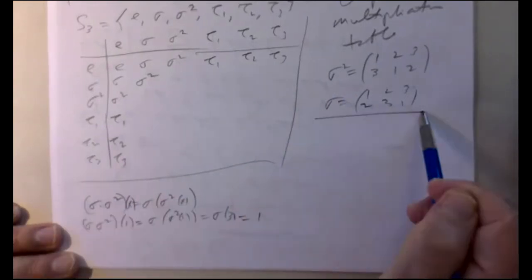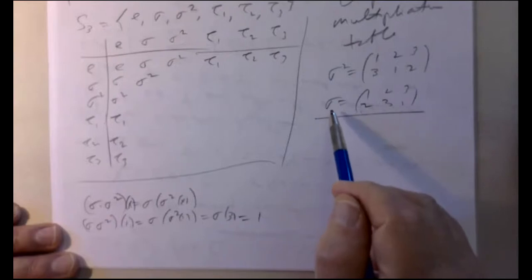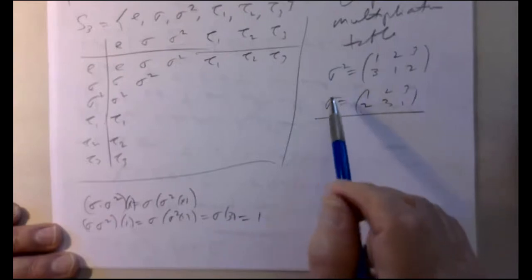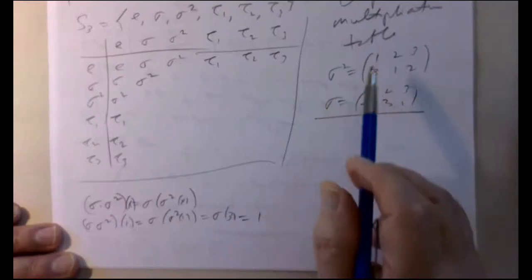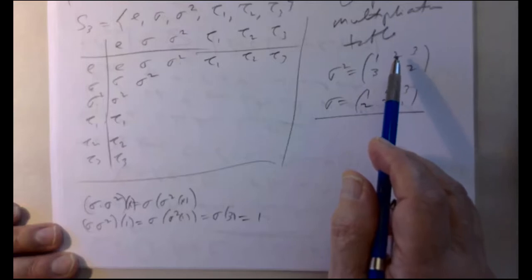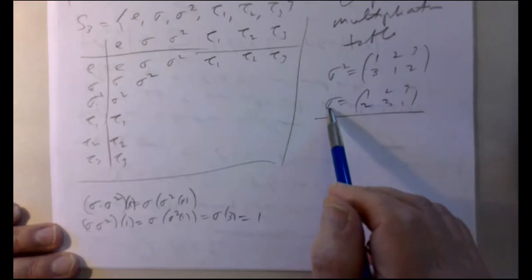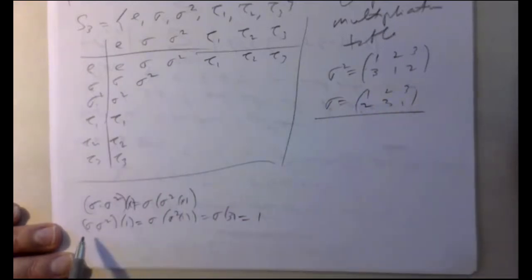Okay, so this is the permutation sigma. 1 goes to 2, 2 goes to 3, 3 goes to 1. I already calculated sigma squared when you compose sigma with itself. 1 goes to 3, 2 goes to 1, 3 goes to 2. So this is sigma and this is sigma squared. So what is sigma times sigma squared?